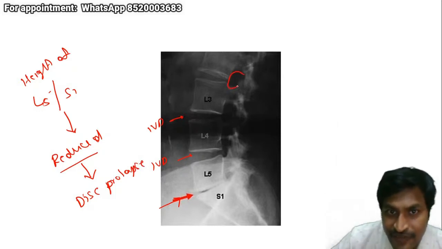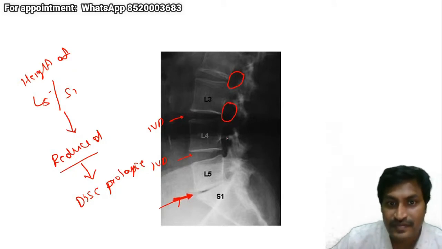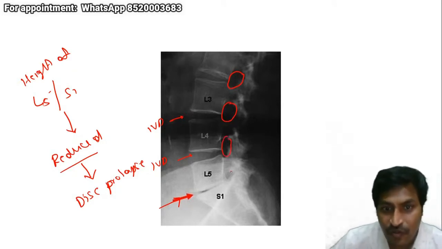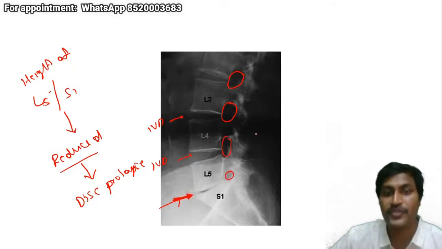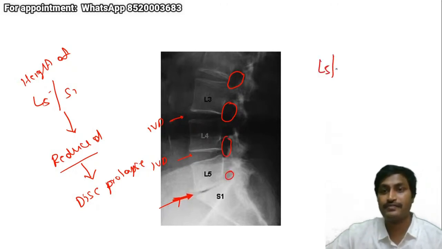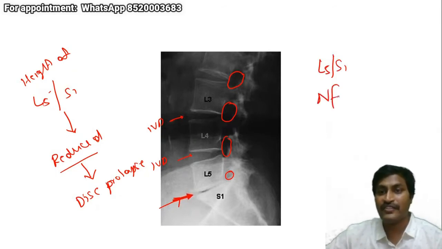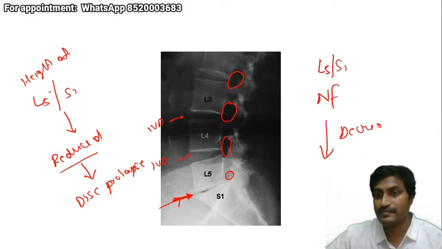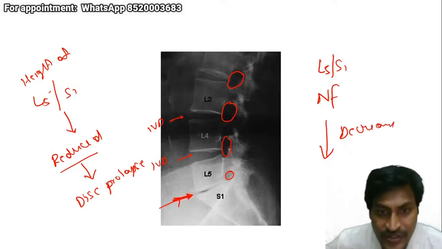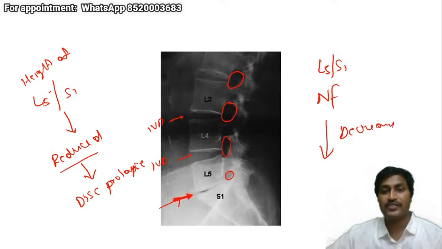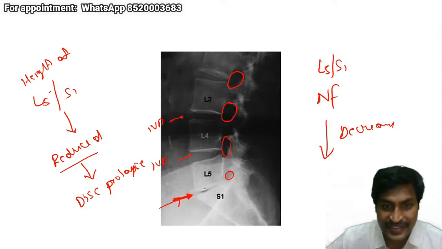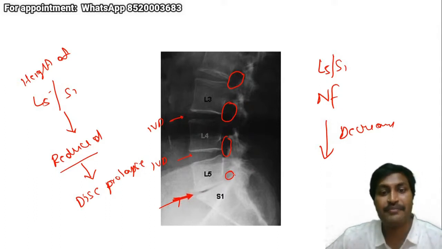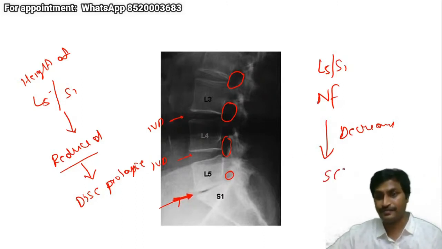Again, identify the neural foramina. So what happened to the size of the neural foramina at L5, S1? The L5, S1 neural foramina is decreased in size. Through the neural foramina, the nerve root comes out. So it means there is a prolapse of disc at L5, S1 and it is compressing the neural foramina, and this causes sciatica.